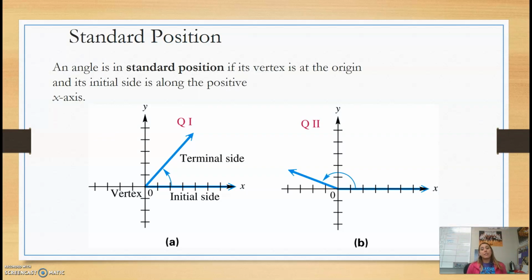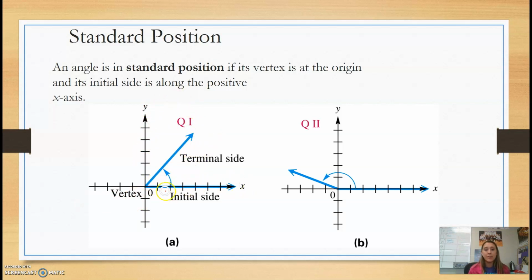So you might have been asking yourself, well, why is it that the angles are positive when they're going counterclockwise? It kind of feels like that doesn't seem right. But the reason why is if we look at this coordinate plane, when we look at quadrant 1, everything in here is positive.